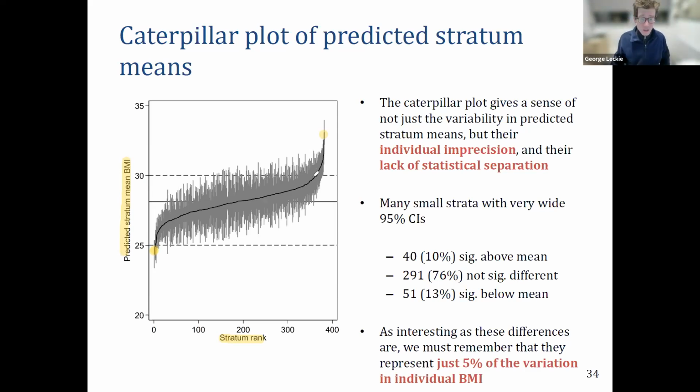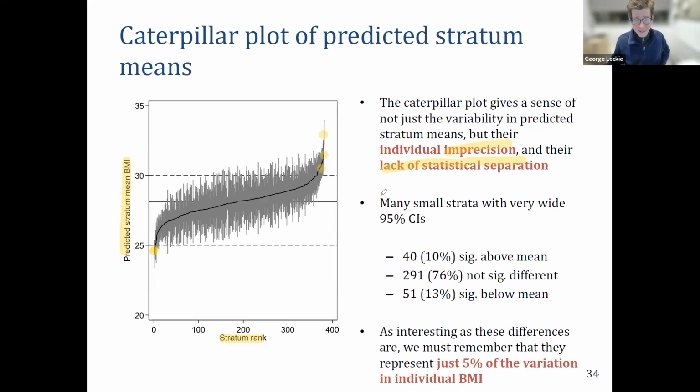So any given stratum is pretty imprecisely predicted, and there's a lack of statistical separation between really many pairwise combinations, certainly pairwise combinations which are close together, which are the kind of comparisons we are typically making. So that's one set of things to say.